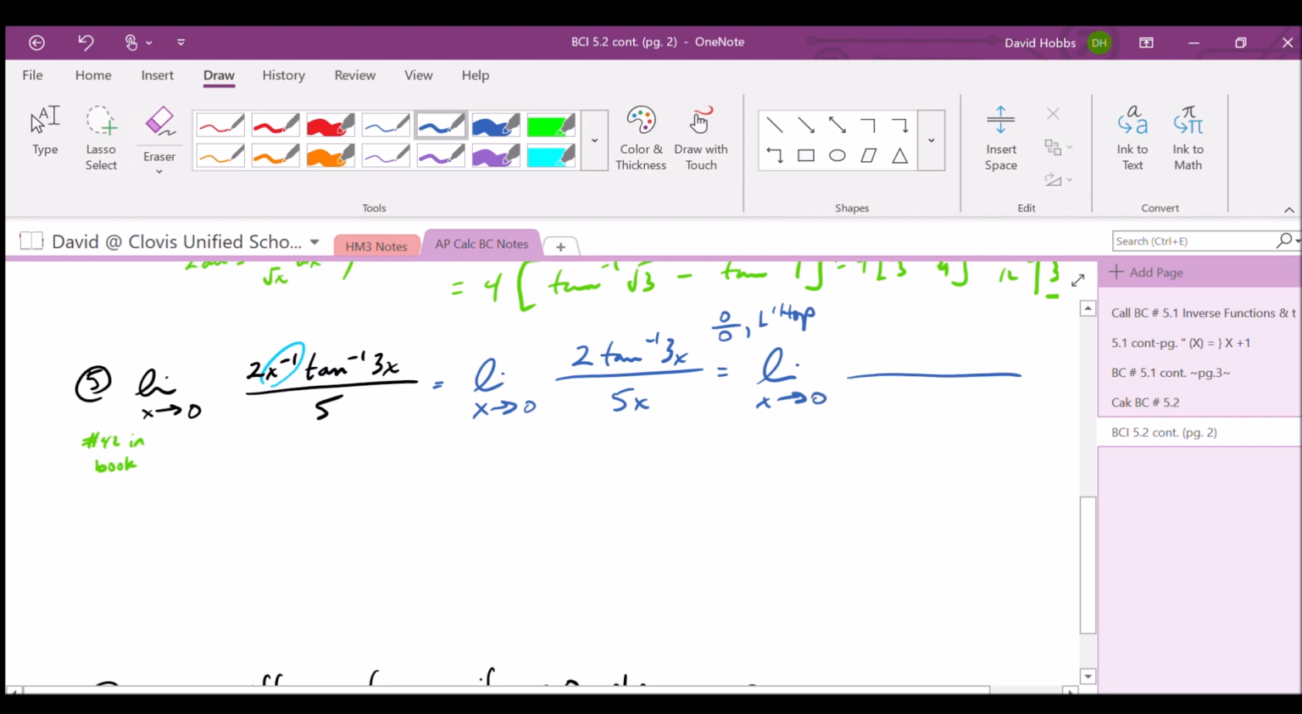Okay, so derivative at the bottom is 5, and the derivative at the top is 2 times, okay, well, inverse tangent. So 1 over 1 plus the u squared, so 3x squared is 9x squared, times the derivative of the guts, derivative of the u is 3. Okay, so this is the limit as x goes to 0. Okay, so I have 6 over 1 plus 9x squared.